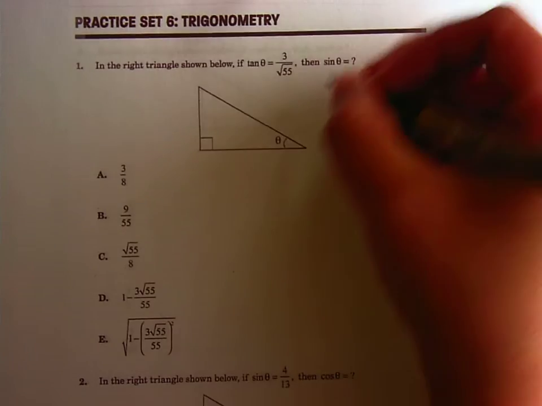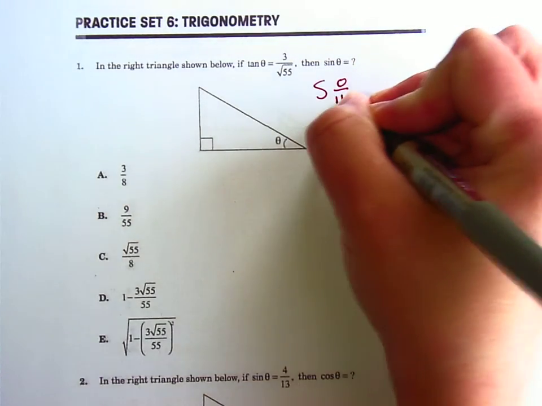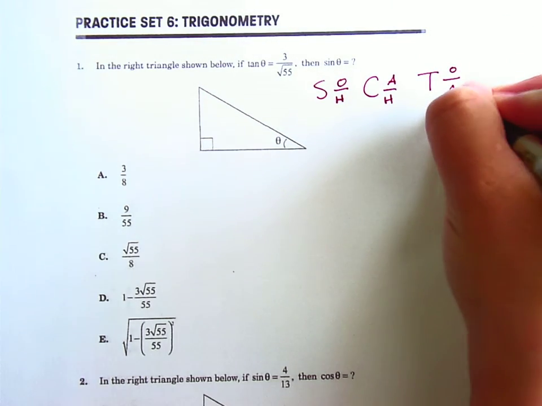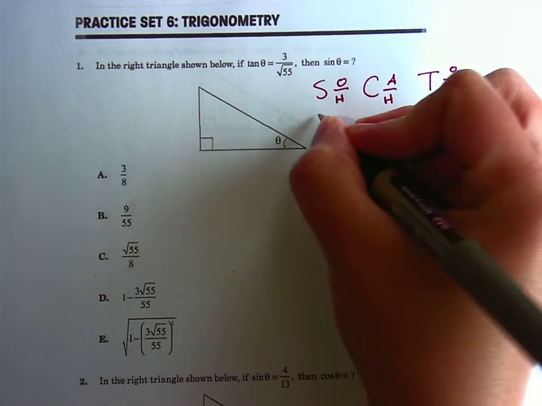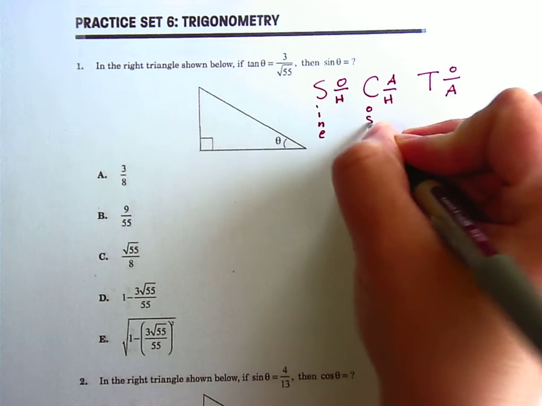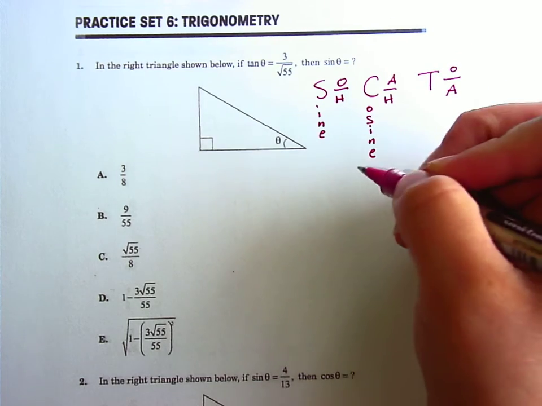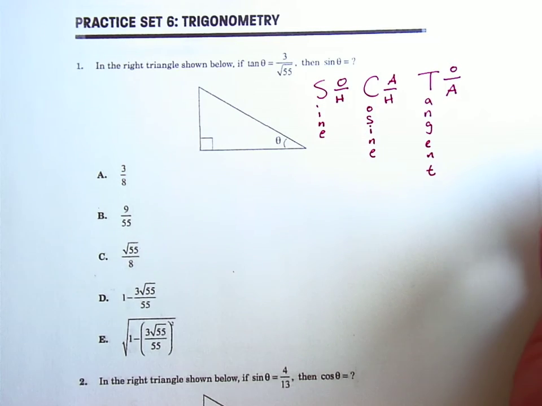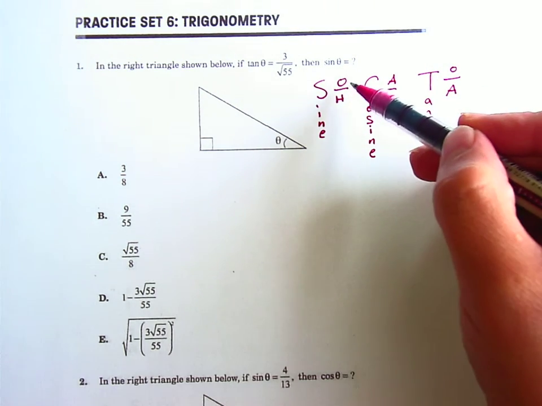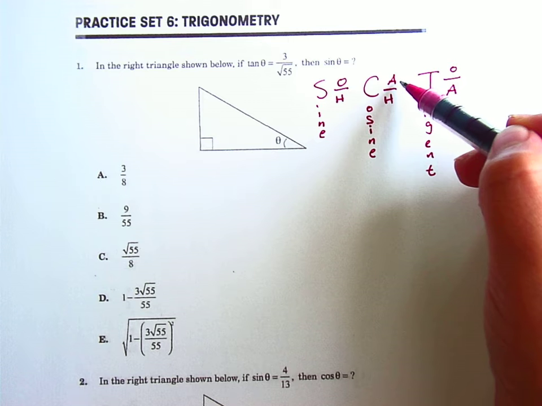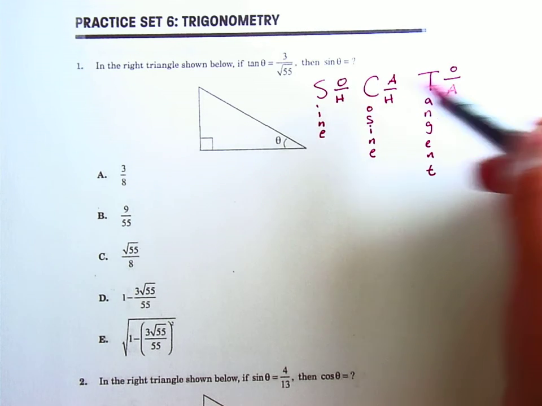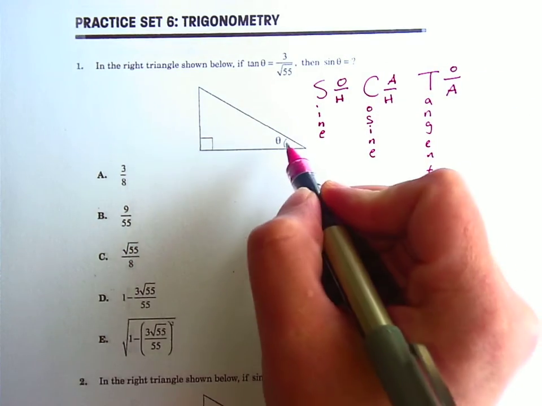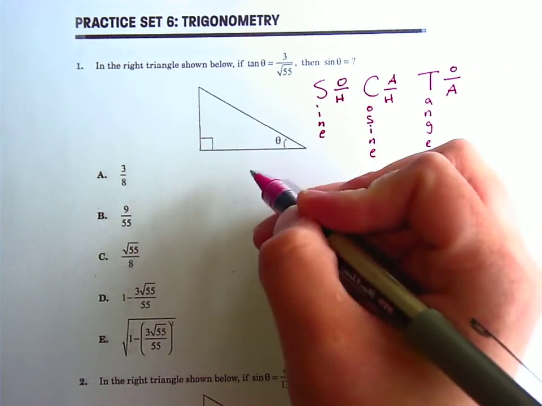Okay, so speaking of SOHCAHTOA, S stands for sine. C stands for cosine. These are trigonometric operations on your calculator. They are relationships between sides in a right triangle, essentially. O stands for opposite. H stands for hypotenuse. A stands for adjacent. So this one is opposite divided by hypotenuse. This one's adjacent divided by hypotenuse. This one is opposite divided by adjacent. And the opposite and adjacent parts are just sides of the triangle, and so is the hypotenuse.